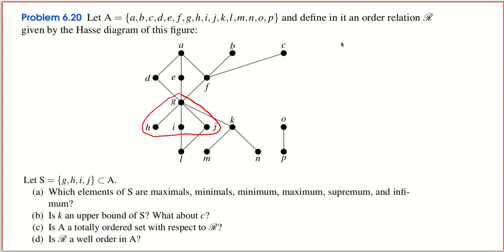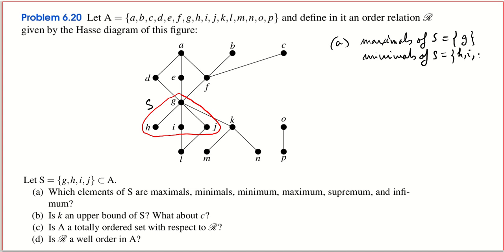Okay, it's clear that the maximals of S are, well, there's only one, it's G. G is the only element that has none above it in the set S, which is this one. And minimals, of course, are those elements which have none below, and these are these three elements: H, I, and J. Okay, these are the maximals and the minimals.